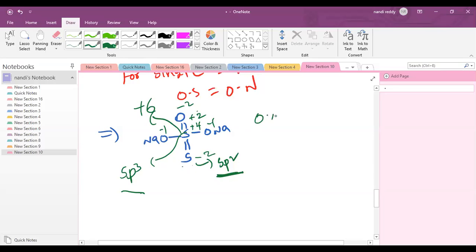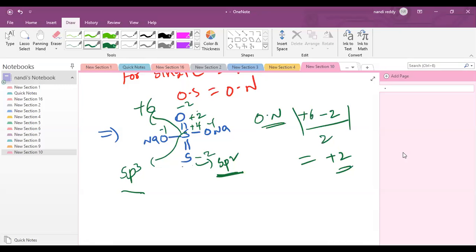Now the oxidation number is the average of these two, sir. One is plus 6, the other one is minus 2. Total how many sulfurs here? 2. So how much will you get? Plus 2 is the oxidation number of sulfur. So oxidation number is the average of oxidation states. OS means oxidation state.